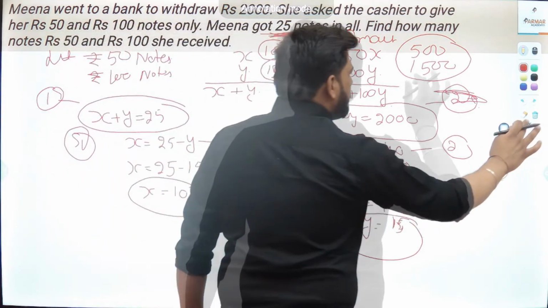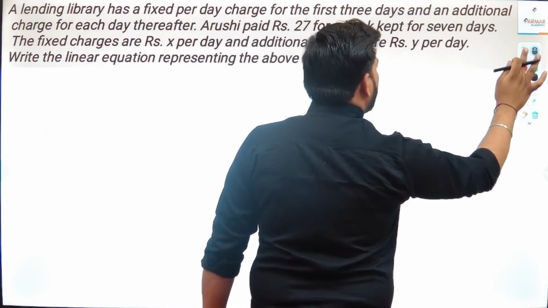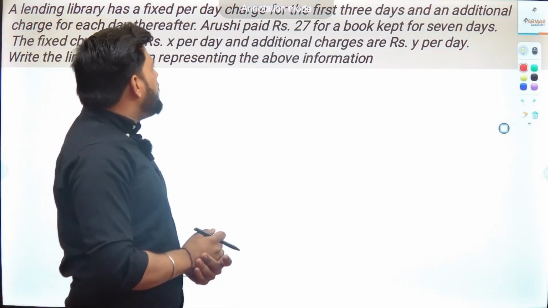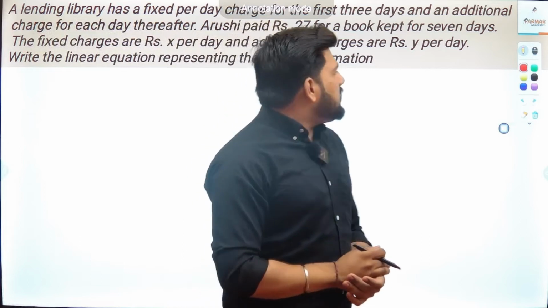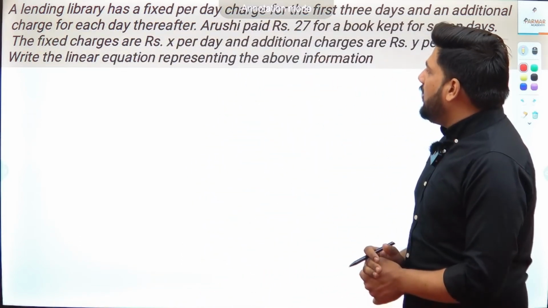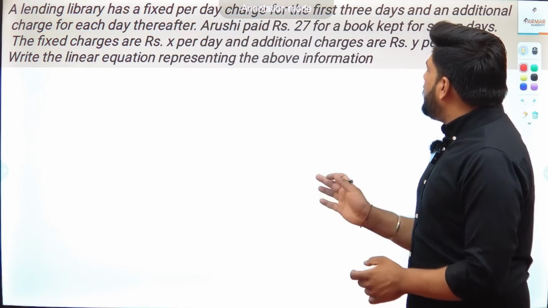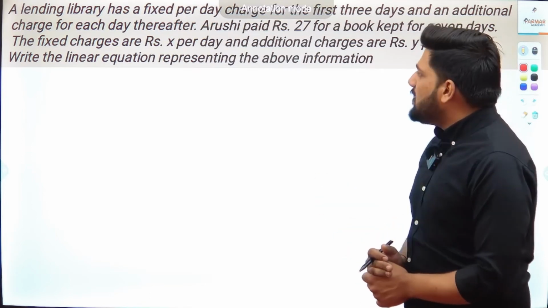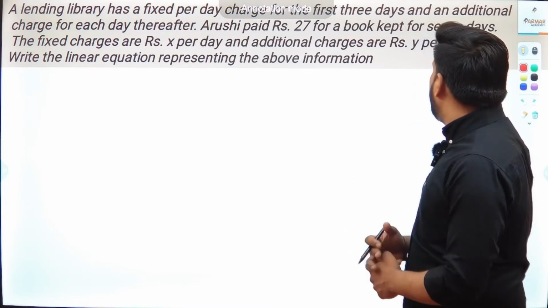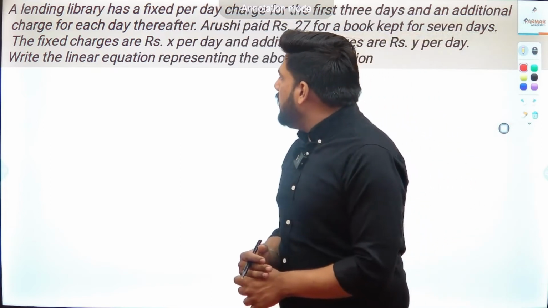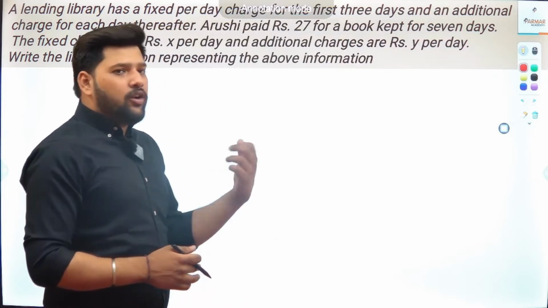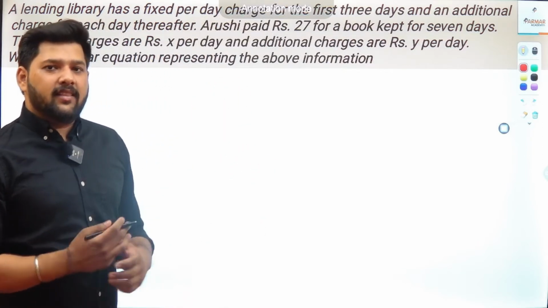The next one is: a lending library has fixed charges per day. Charges for the first 3 days is fixed, and there are additional charges for every day thereafter. Arushi paid rupees 27 for the book kept for 7 days, with fixed charges of rupees x per day and additional charges of rupees y per day. Write the linear equation representing the above information. So this is the question where we have to convert the statement into a linear equation.